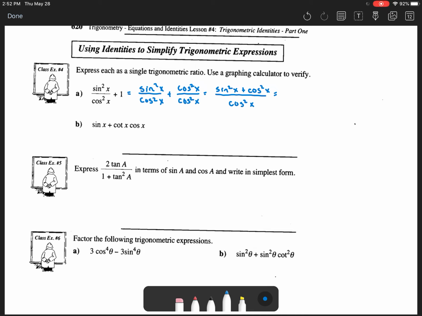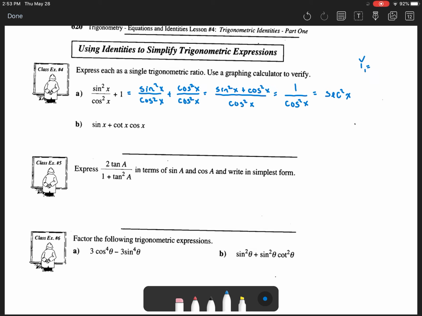In the numerator, I have sine squared of x plus cos squared of x. If you know that already, that's great. If not, you flip back to the previous page or to your formula sheet at the back, and you'll see sine squared of x plus cos squared of x is equal to 1. That's an identity, so I replace it. So I end up with 1 over cos squared of x, and a single trig ratio that's equivalent to 1 over cos squared of x would be secant squared of x. And there you go. It's a single trig ratio.